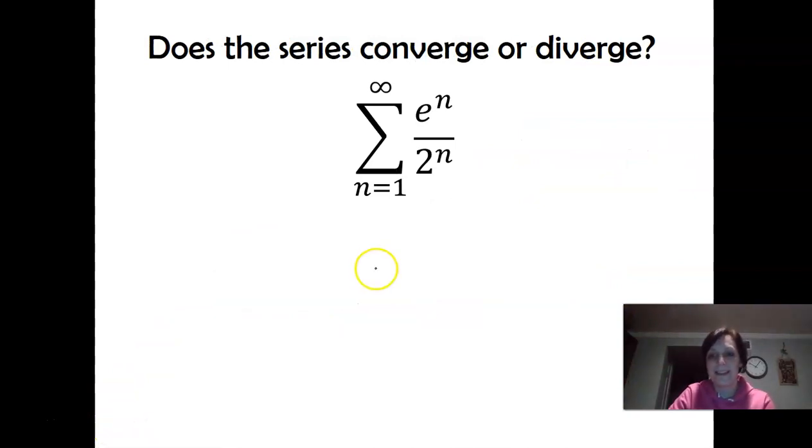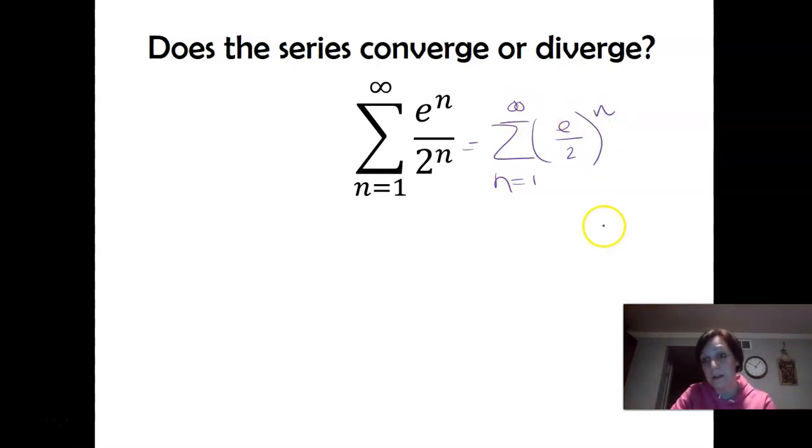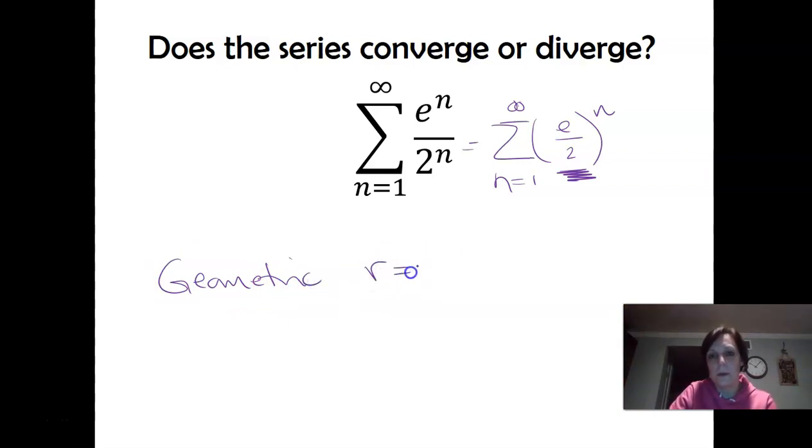Okay, this guy. Don't skip the question. Is it geometric? It is. Again, it's trying to be sneaky. e to the n over 2 to the n is the same as e over 2 to the n. That's geometric. Okay, and there's your r right there, e over 2. So this is geometric. r equals e over 2.